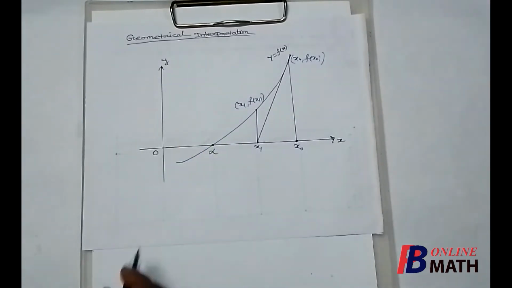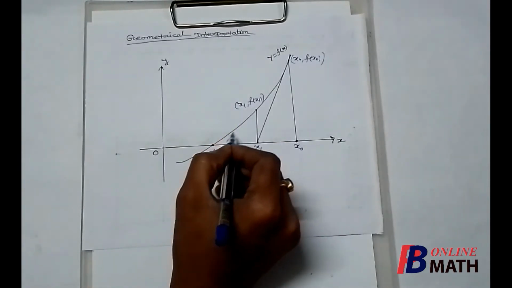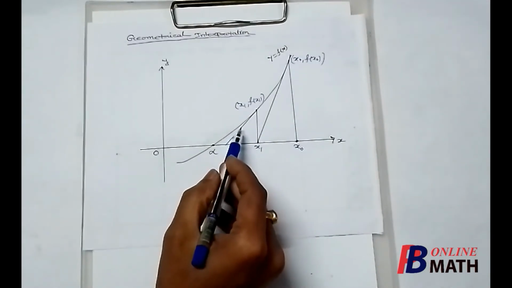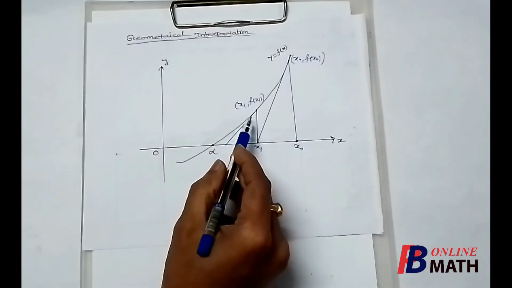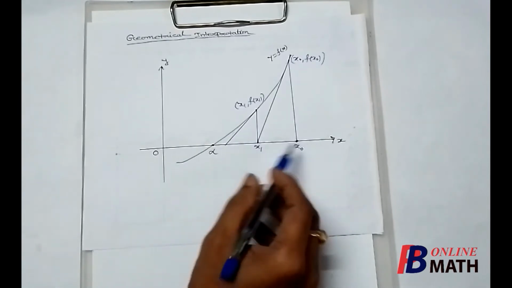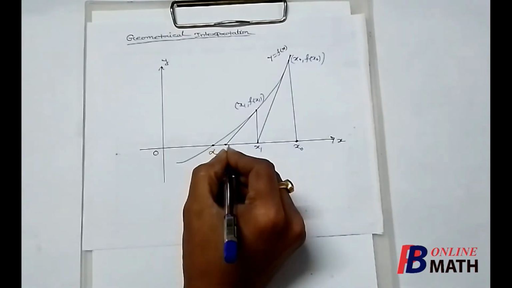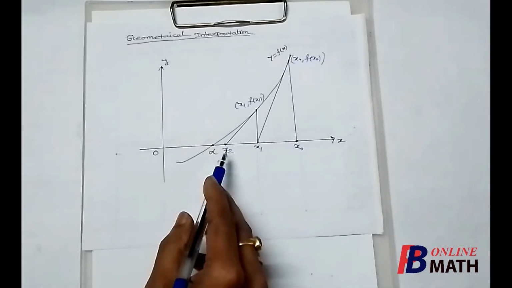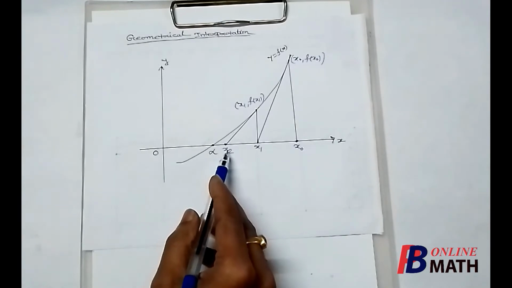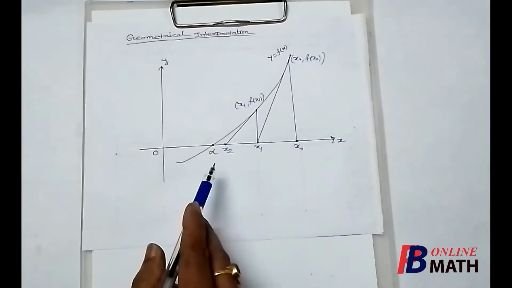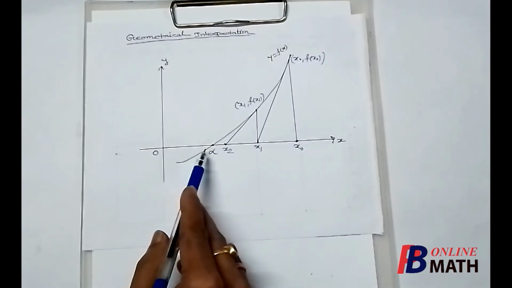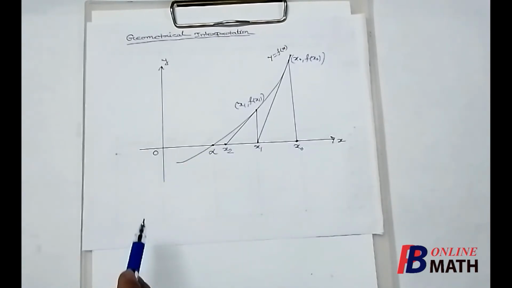Now again we shall draw the tangent at this point. If we draw the tangent at this point, then we shall get the tangent. Suppose that this is the tangent. So this tangent will again cut the x-axis at some point. Suppose that this point is x2. So this x2 will be the better approximation or the third approximation of the exact root alpha. Now we shall continue this process until this approximation gets closer and closer to the point alpha with desired order of accuracy.